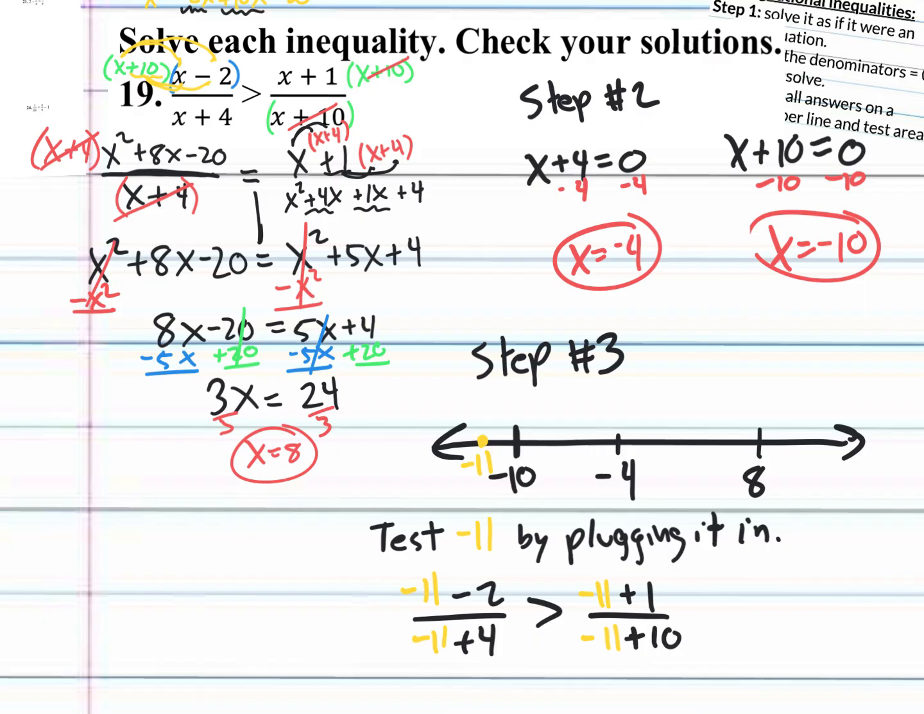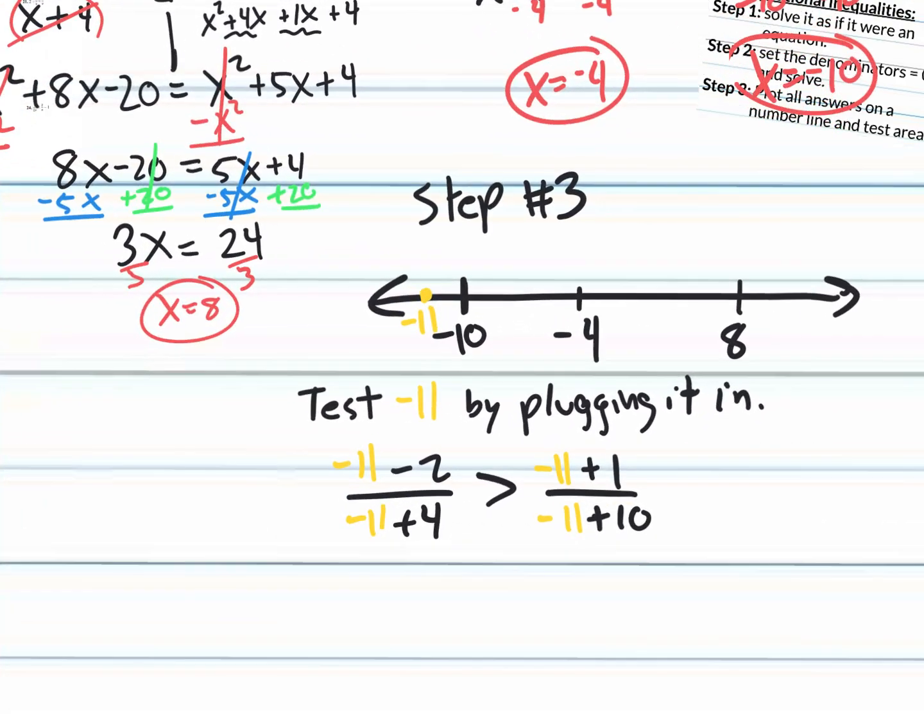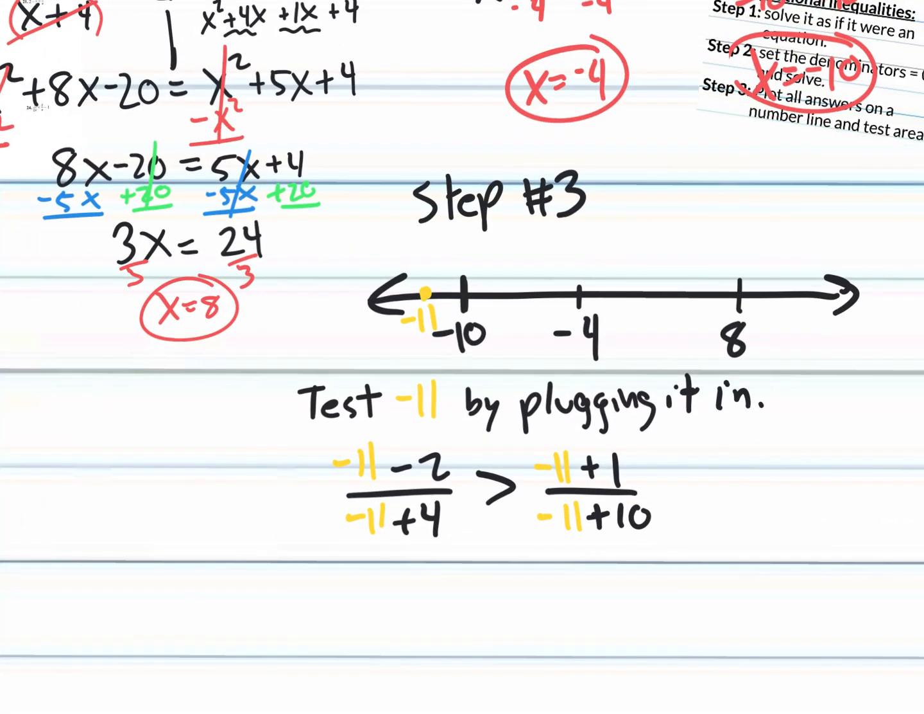This is what I mean by testing the areas. So we are testing only the left side right now of this thing, okay? How? By plugging in any number that's on the left side of negative 10. You guys pick negative 11. That's what I'm testing. So up here, I have negative 11 minus 2. What's that? Negative 13. So I really have a negative 13 over negative 11 plus 4. What's that?